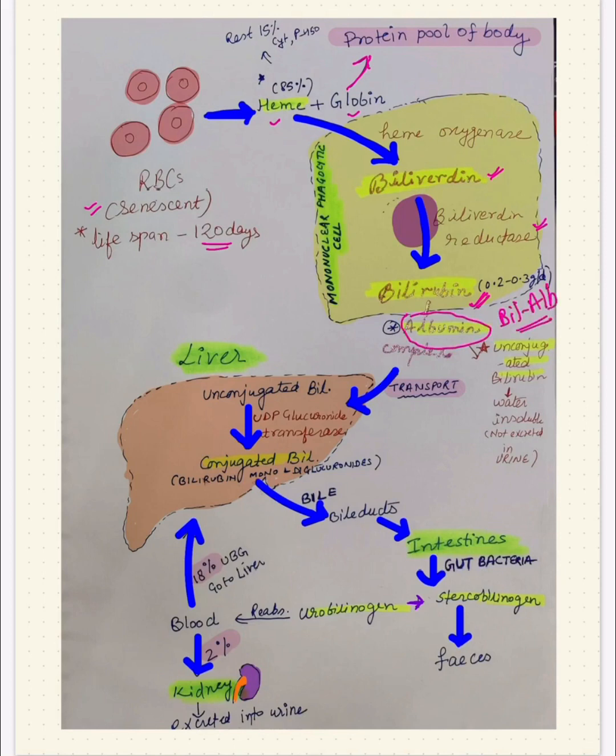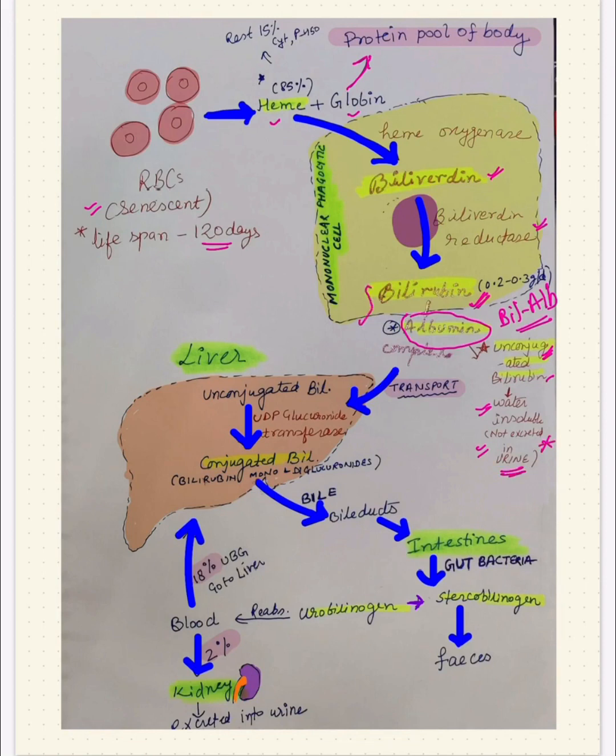Now this bilirubin is the unconjugated bilirubin. It is bound to albumin, and it is not water soluble, but it is lipid soluble. Since it is water insoluble and bound to albumin, it is never excreted in the urine. It is not filtered across the glomerular filtration barrier, and it will not be seen in the urine. This is very commonly asked in the viva.